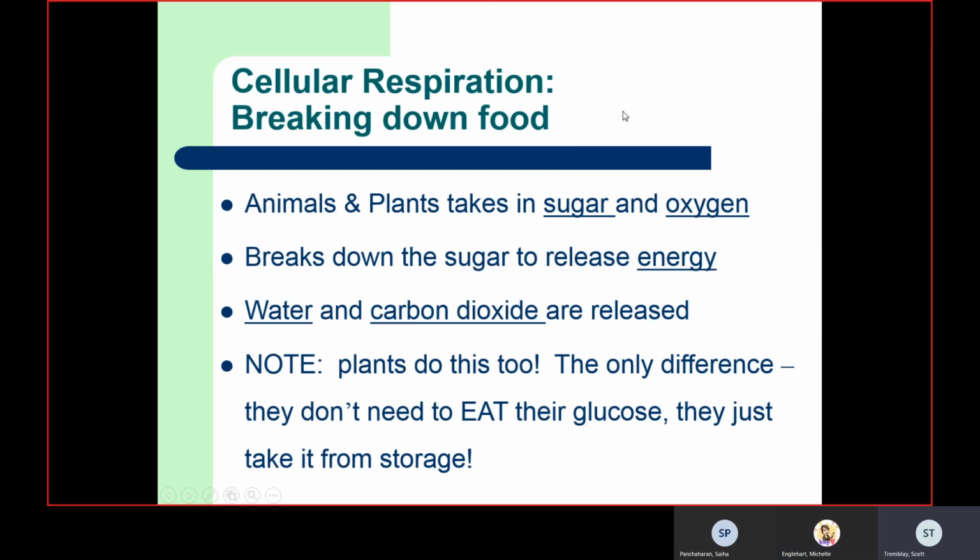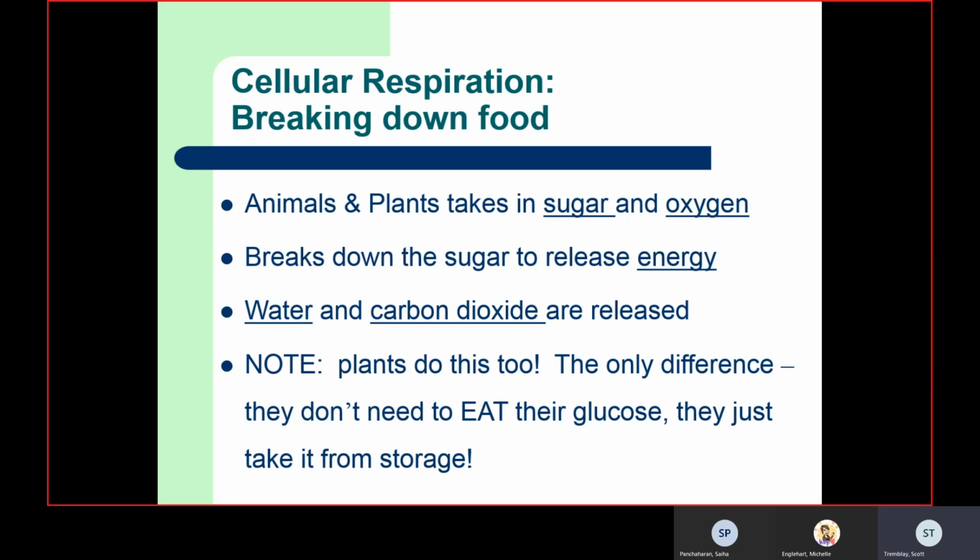So cellular respiration is animals and plants, they take in sugar and oxygen, and we break it down and release energy. We let go of water and carbon dioxide. You notice that's the same thing that we use in photosynthesis, but yet we're releasing during respiration. And the most important thing is plants do this too. The only difference is that they don't need to eat the glucose; they just take it from the storage. They're already kind of making it, so they just use their own energy. So how they get it is a bit different.